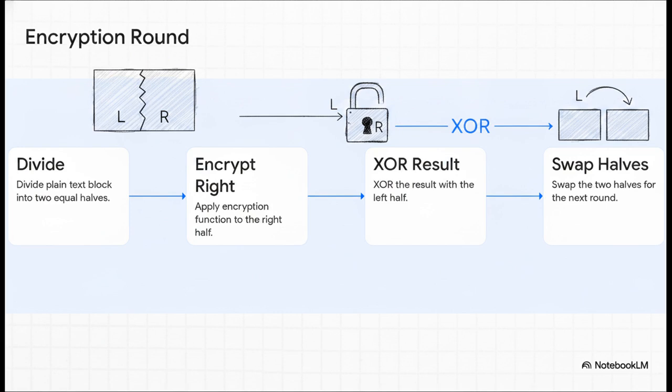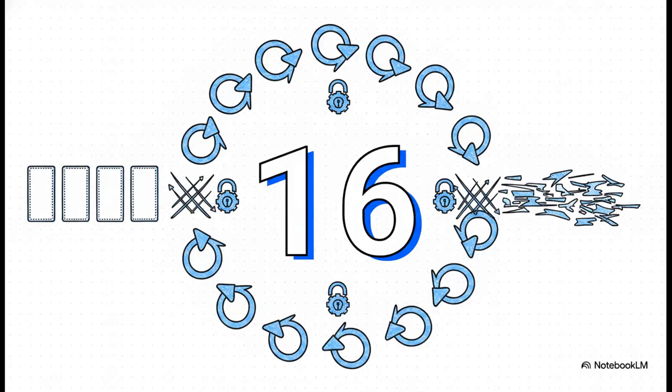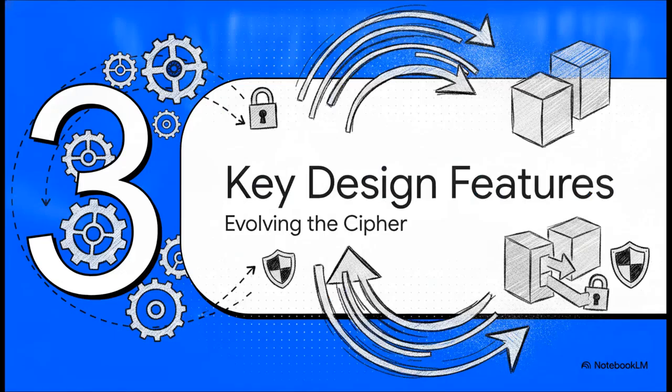The old right half becomes the new left half, and that XOR result becomes the new right half for the very next round. It is an incredibly elegant flow. You just split, encrypt, XOR, and swap. But here's the thing, doing that just one time is not enough to secure our data. The crucial point is that this exact same round function is repeated, typically, 16 times. By running the data through 16 alternating rounds of substitution and permutation, the resulting ciphertext becomes completely, utterly unrecognizable from the original plaintext. Next up, key design features, evolving the cipher.